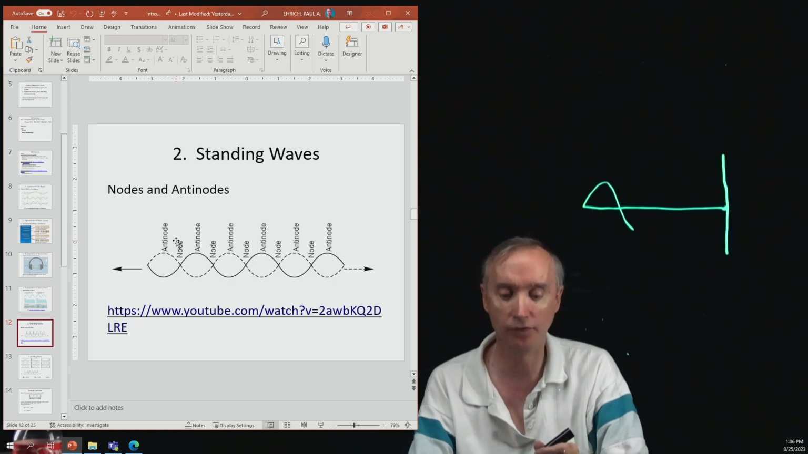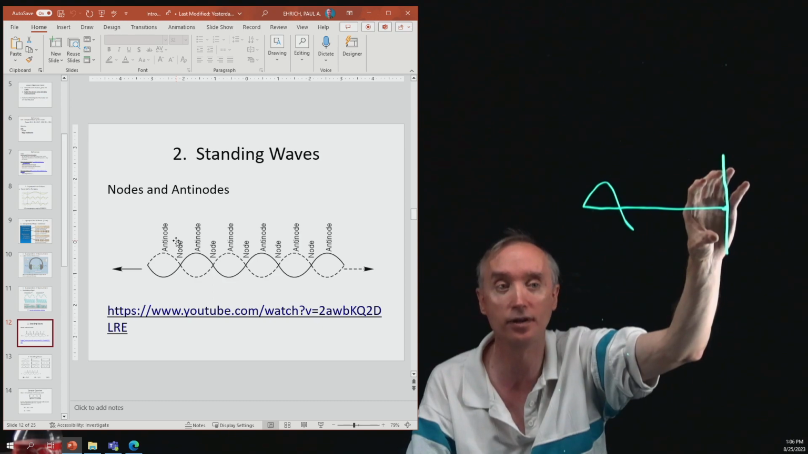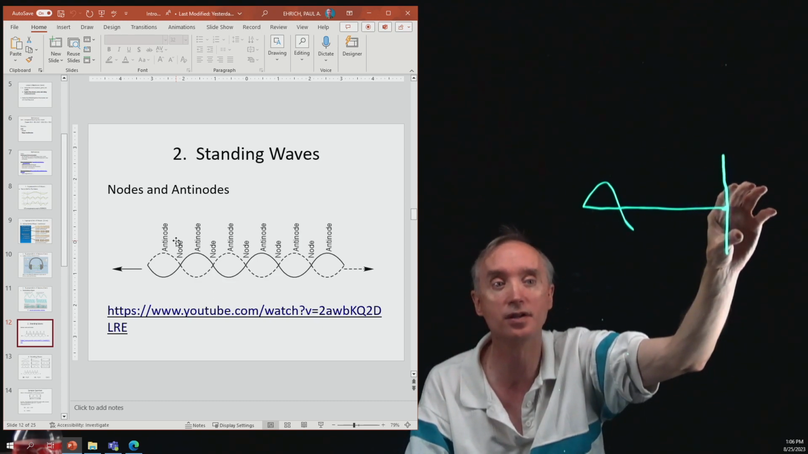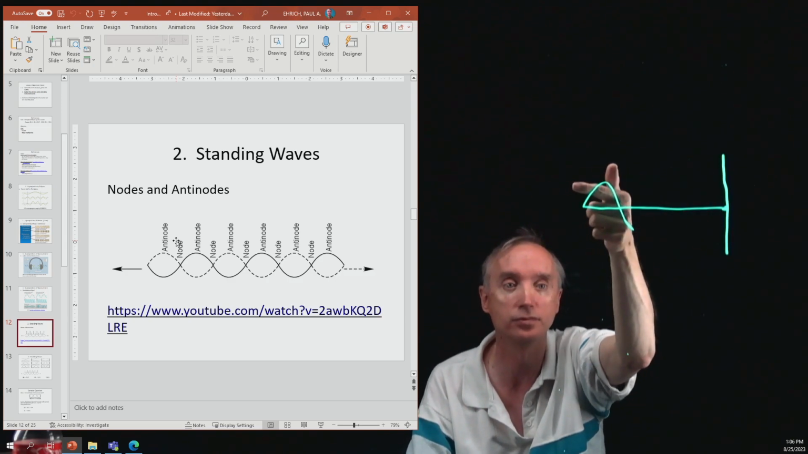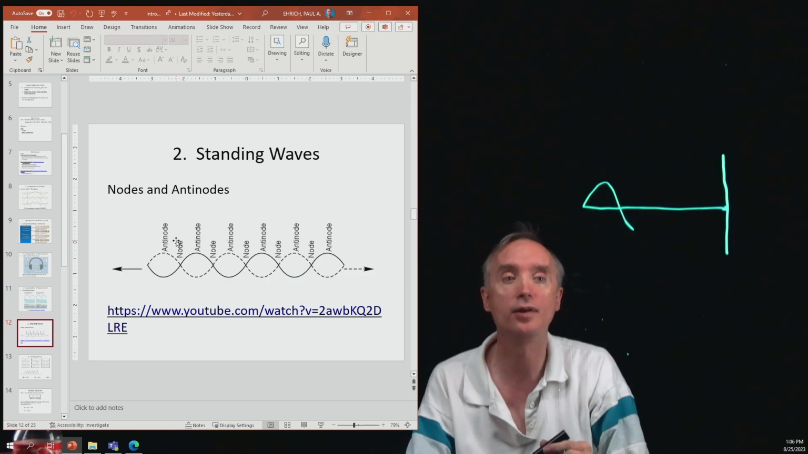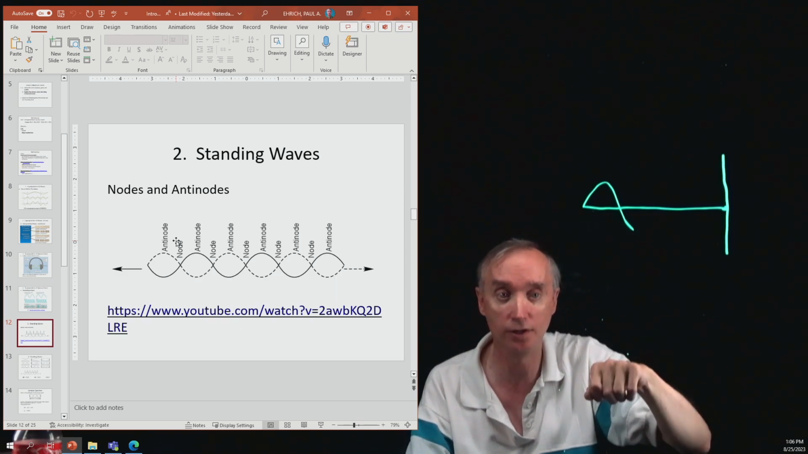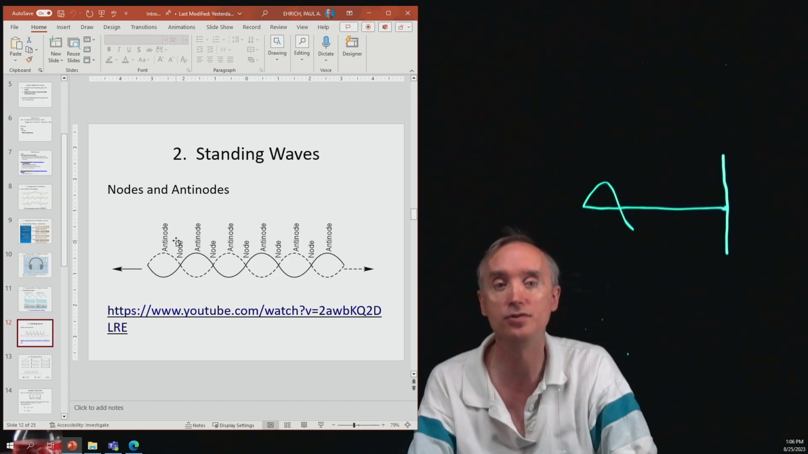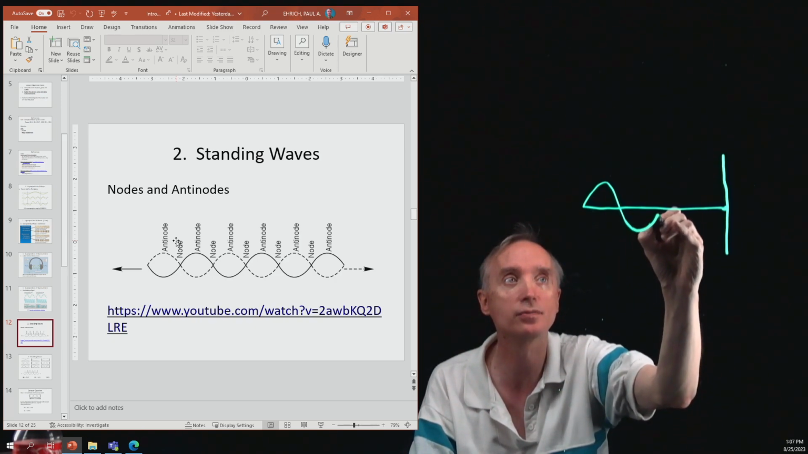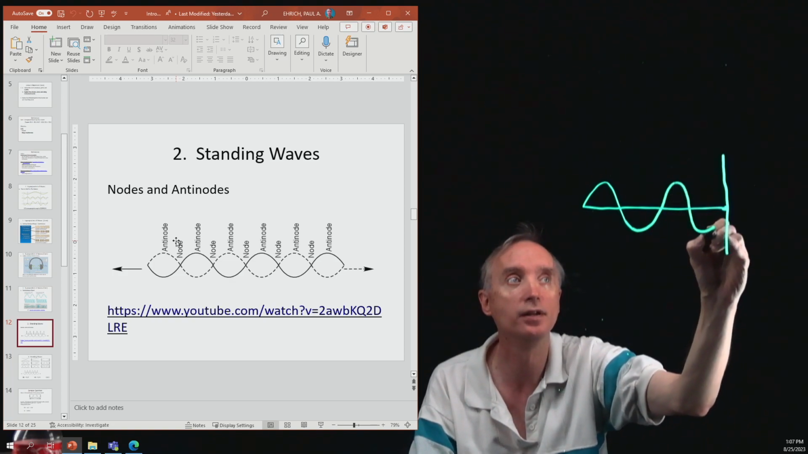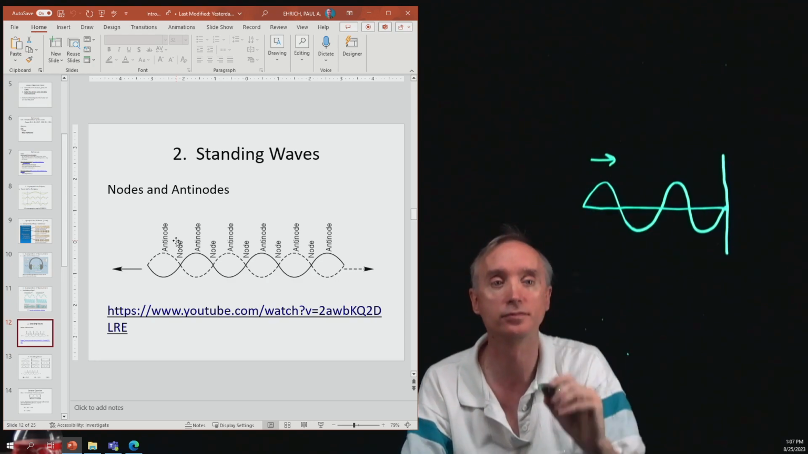And then that wave is going to go down the slinky or down the string. When it gets to the wall, it's going to be reflected and come back towards you. So if you are snapping it at just the right frequency, you can generate a standing wave. So let's say that this represents the wave that is traveling in this direction.